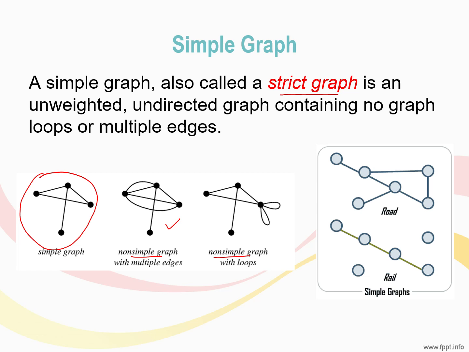Another simple graph here, you can look into this example of road network. So this is one example of a simple graph, which is a connected graph, and the other one is also a simple graph, but in this case it is not connected, or a disconnected graph.